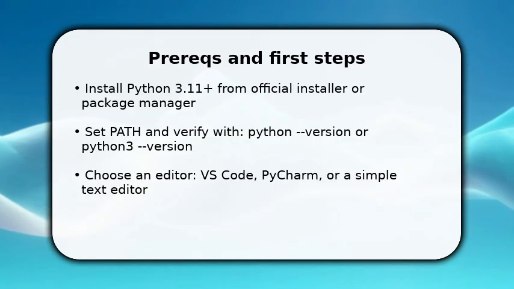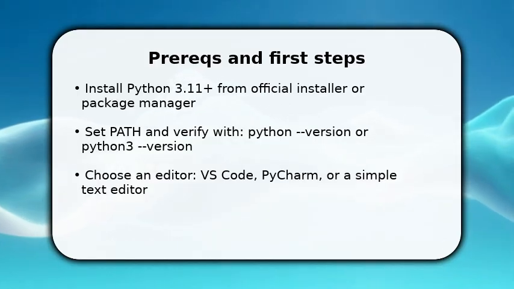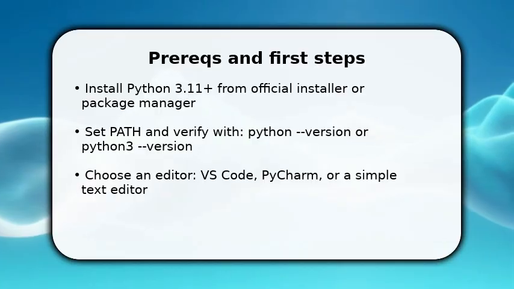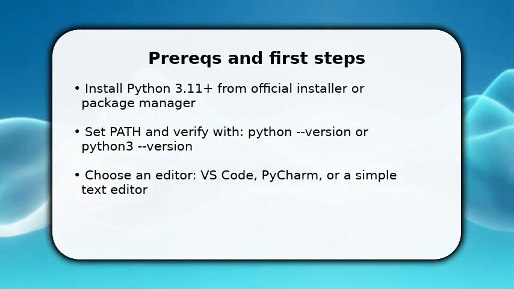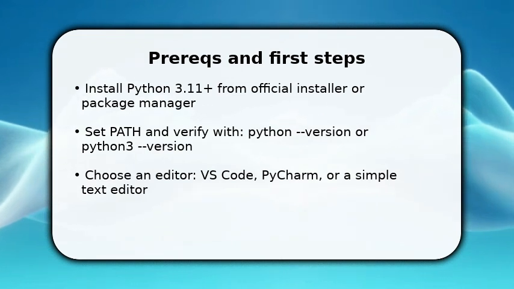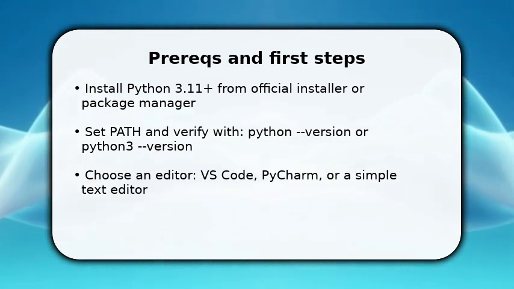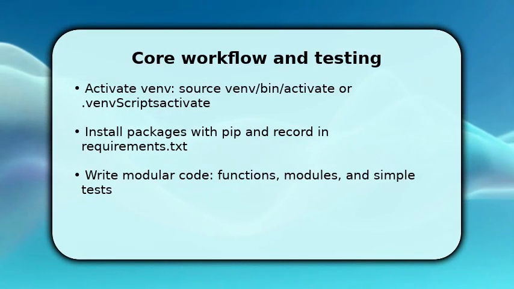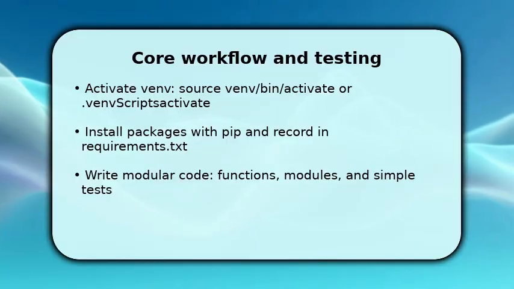Create a project folder and open it. Finally, initialize a virtual environment with python -m venv so dependencies stay isolated. This prevents package conflicts as you progress. Once the virtual environment is active, install necessary libraries using pip and pin versions in requirements.txt so installs are reproducible.